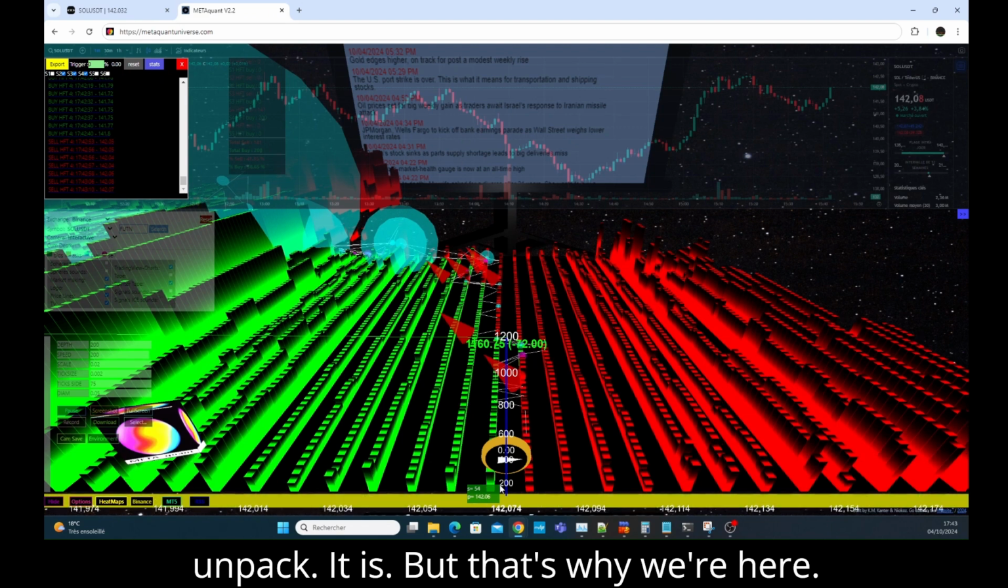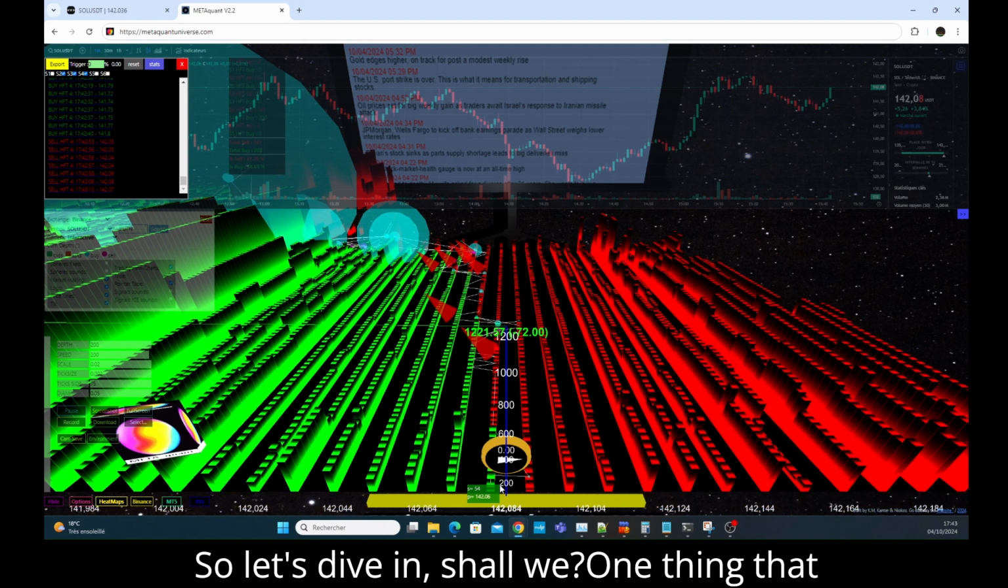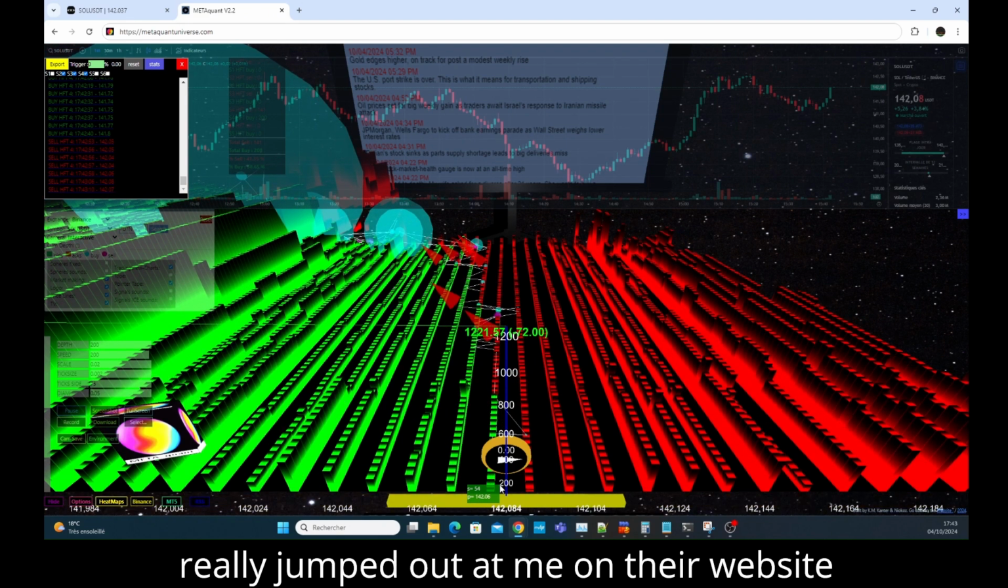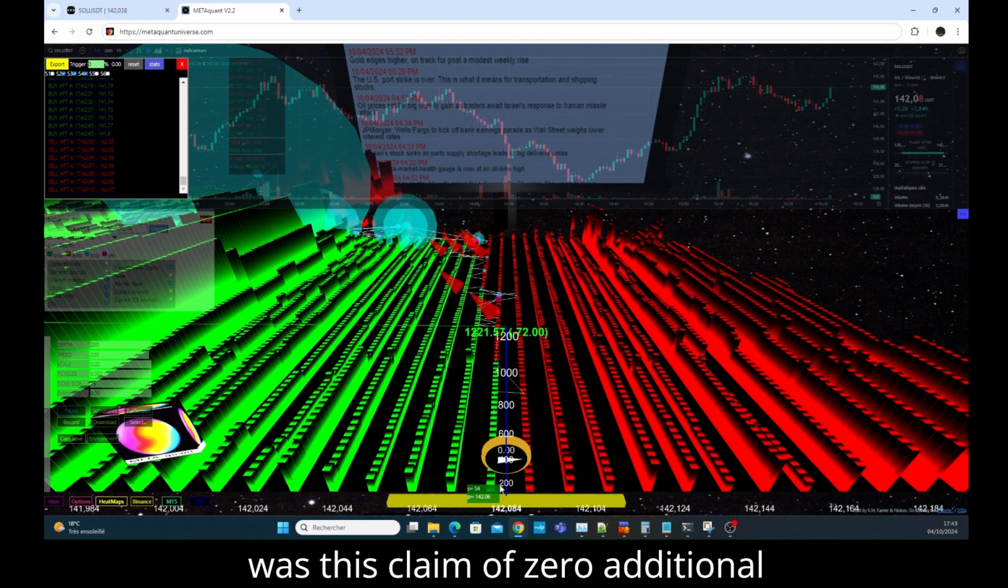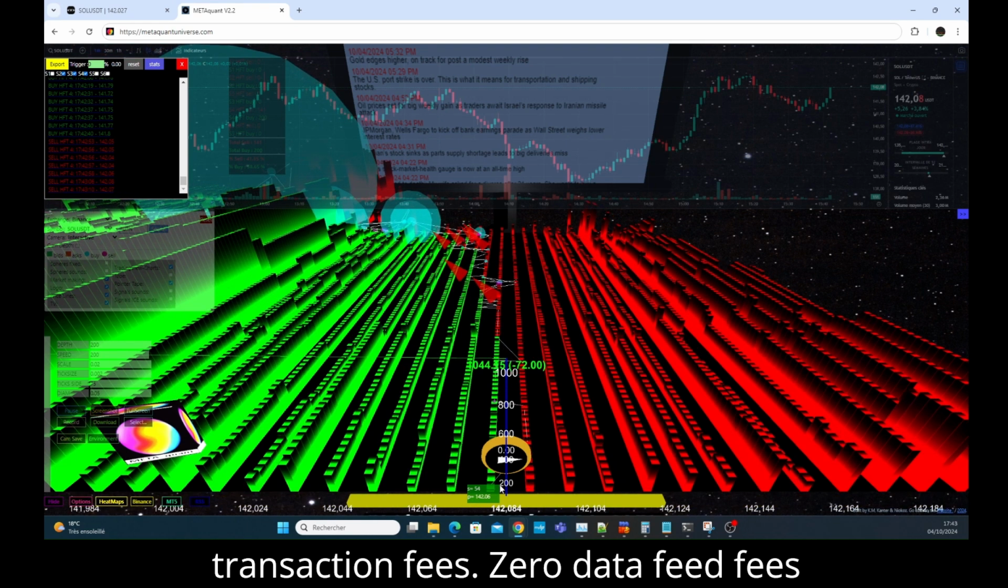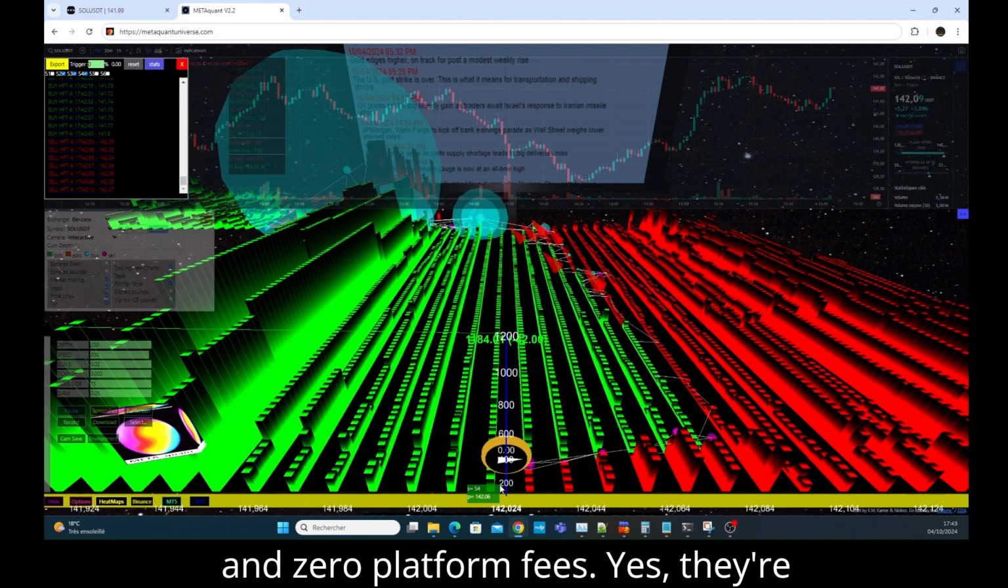It's a lot to unpack. It is, but that's why we're here. So let's dive in, shall we? One thing that really jumped out at me on their website was this claim of 0 additional transaction fees, 0 data feed fees, and 0 platform fees.